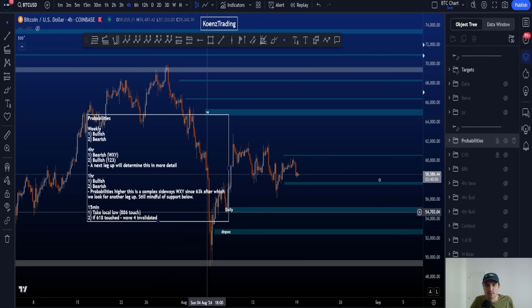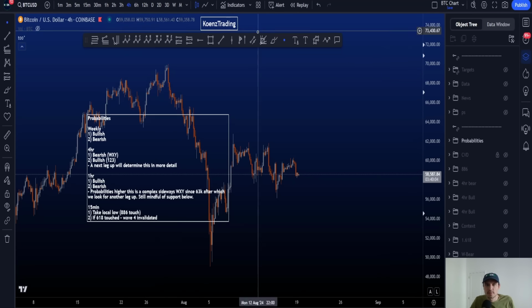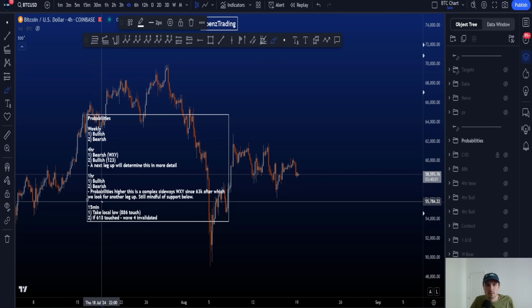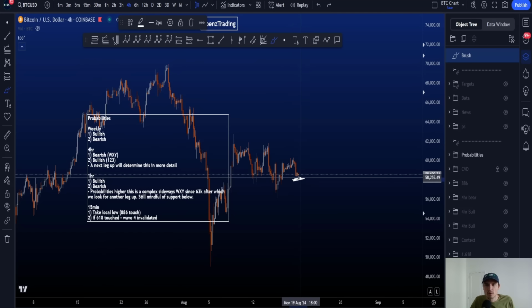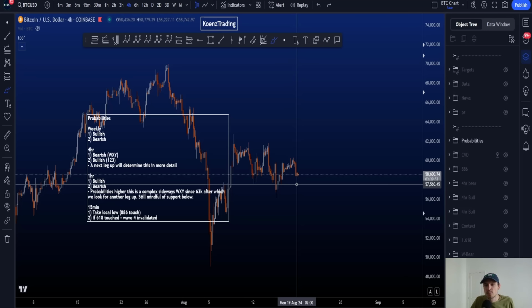And then on the 15-minute time frame, the probabilities at the moment would be higher for price to still take out this very local low here because of the 0.886 touch we have locally, and we have at the moment still some bearish CVD divergences.